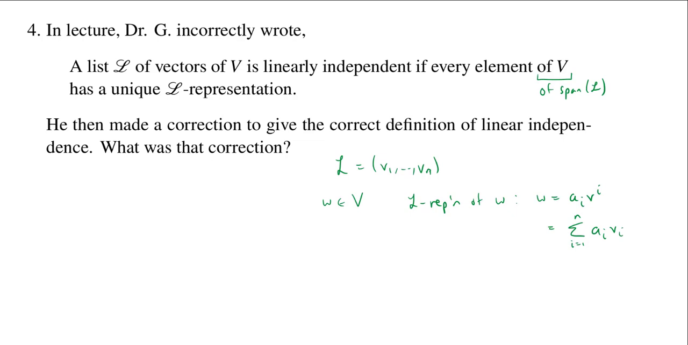So the correct definition is that a list of vectors is linearly independent if every element of its span has a unique representation. So there we go.